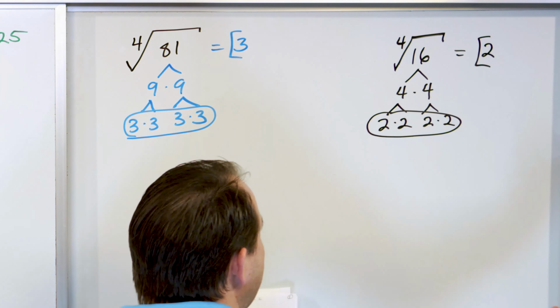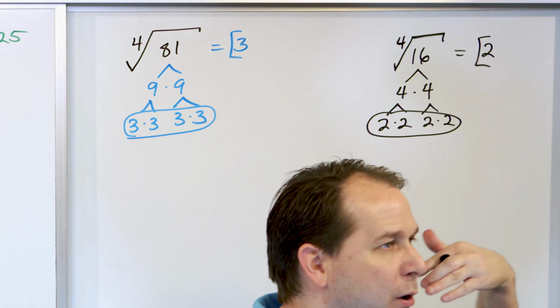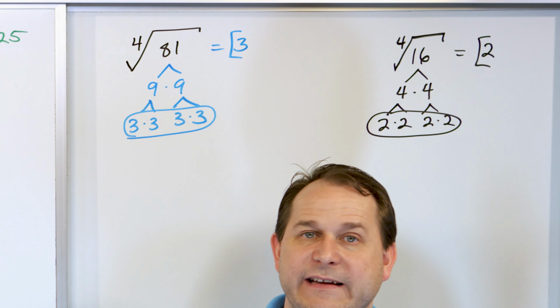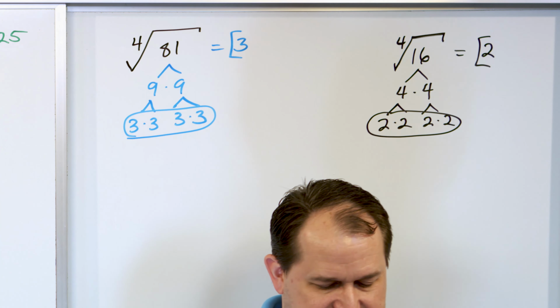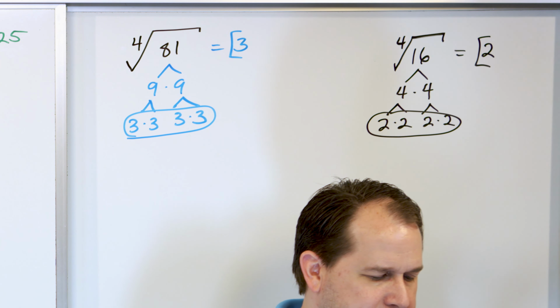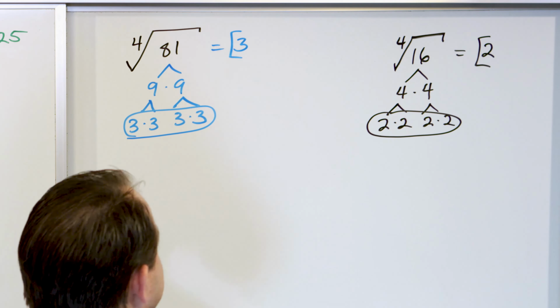That's the final answer. Why? Because the answer here, when I multiply it by itself 4 times, gives me 16. 2 times 2 times 2 times 2. Go ahead and do that out. You'll see that the answer is 16. All right. Now let's take a look at one more thing.